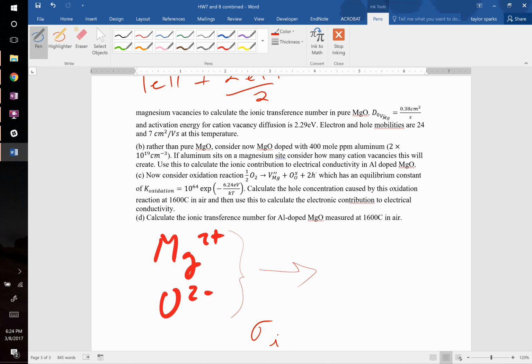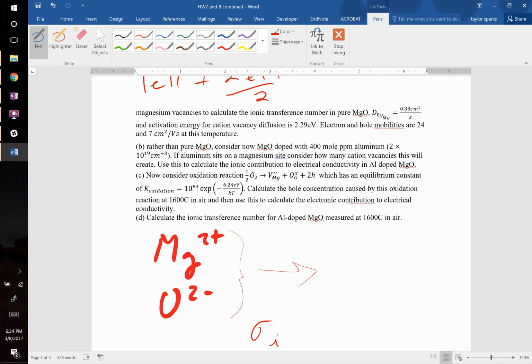It says calculate the hole concentration caused by this oxidation reaction, right? So this whole thing will be equal to the equilibrium constant for that. So you're just going to take h squared times however many of these there are divided by the partial pressure of oxygen to the 1/2 power, right? I say the temperature, I say that it's in air, so you know the partial pressure of oxygen. So now you can solve for the number of holes.